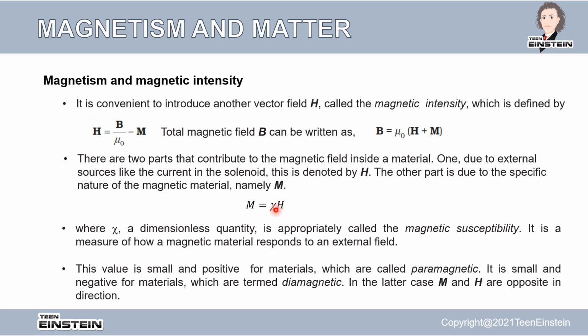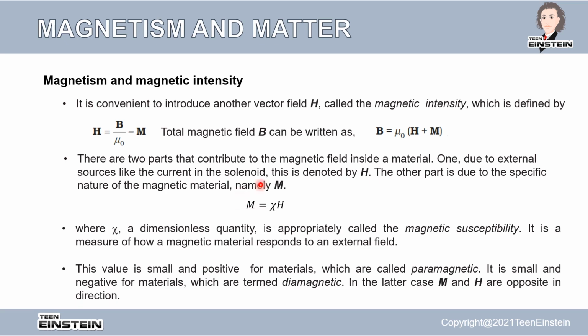You're keeping a material inside an external magnetic field. So the magnetization in the material has to be obviously dependent on the external magnetic field. So that's why M is directly proportional to H, and that proportionality constant is chi. So now this chi is the magnetic susceptibility. It's a measure of how a magnetic material responds to an external field.